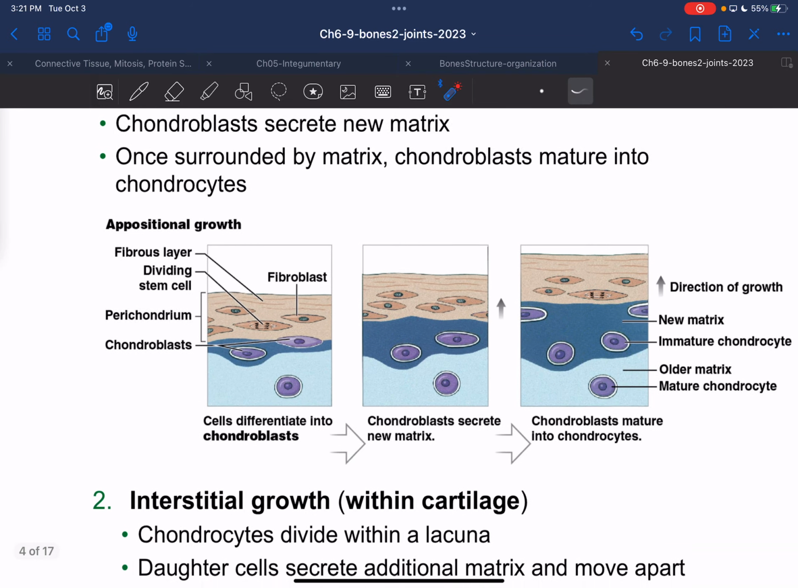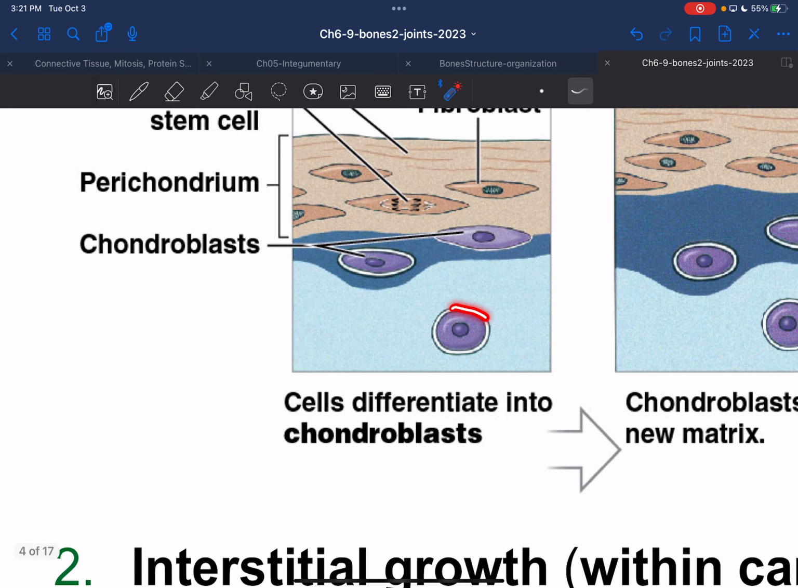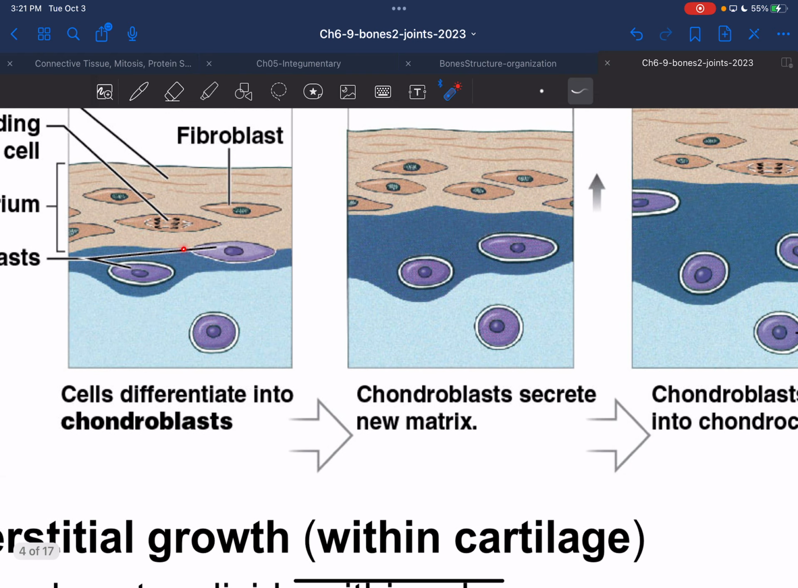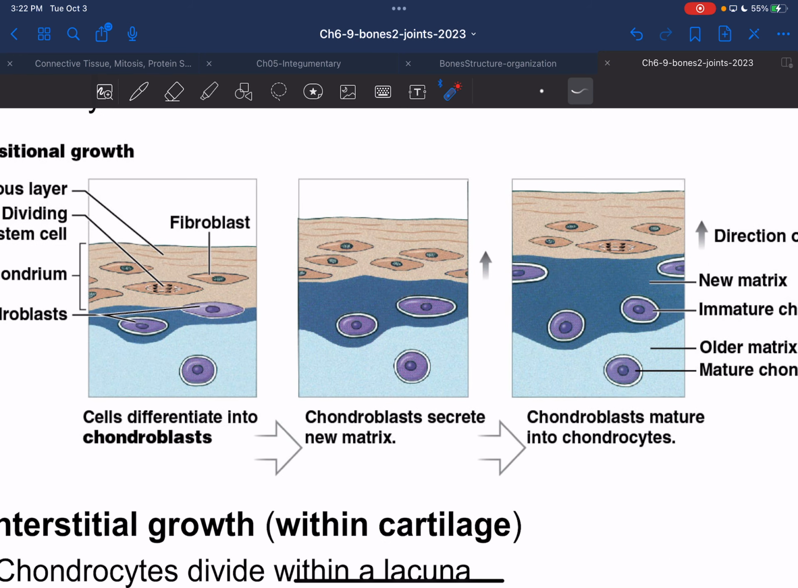With that in mind, they have the same overall function. When they build it, they get stuck in their own matrix. That's why we know the term lacuna, because as they build it away from the edge, they end up getting stuck in their little lacuna. But you can see that they build a layer, they're building an even larger layer. And so you can see that this is increasing the size.